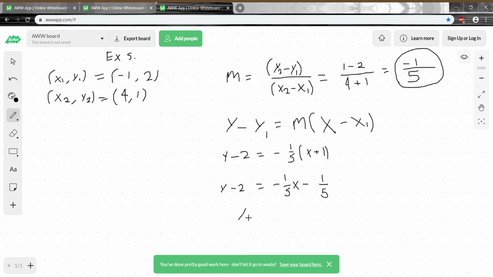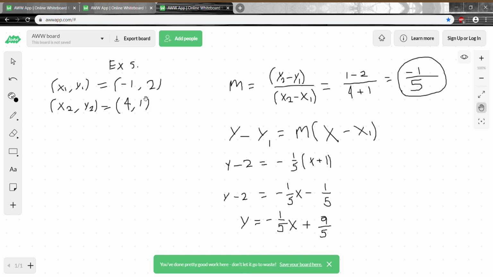Now we're going to add 2 to both sides, that's going to give us y is equal to minus 1/5 x, 2 plus 1/5. That's plus what? That's 1 4/5. So it's like 9/5. Yeah. So our final answer, converting these two sets of coordinates, these two ordered pairs, into an equation is y equals negative 1/5 x plus 9/5.